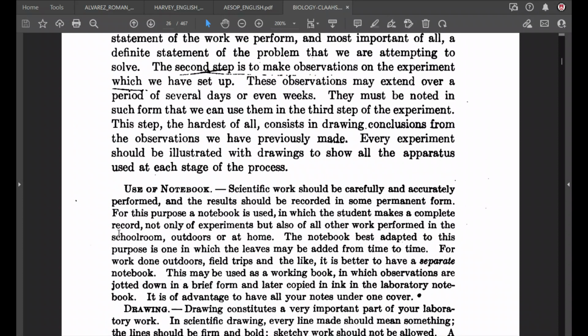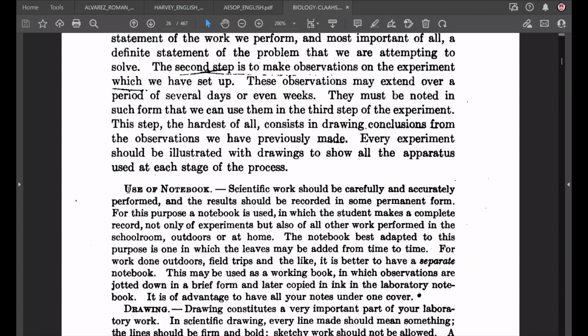But this third step is drawing conclusions. And this is where science runs into trouble if you don't study reasoning at the same time. How do you draw conclusions when you've never studied the process of reasoning? Science depends on reasoning. The most difficult and most important step is drawing conclusions. That is reasoning.